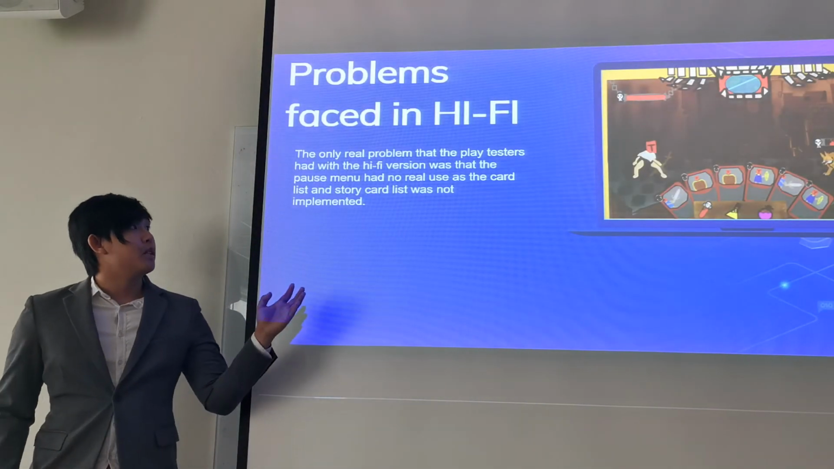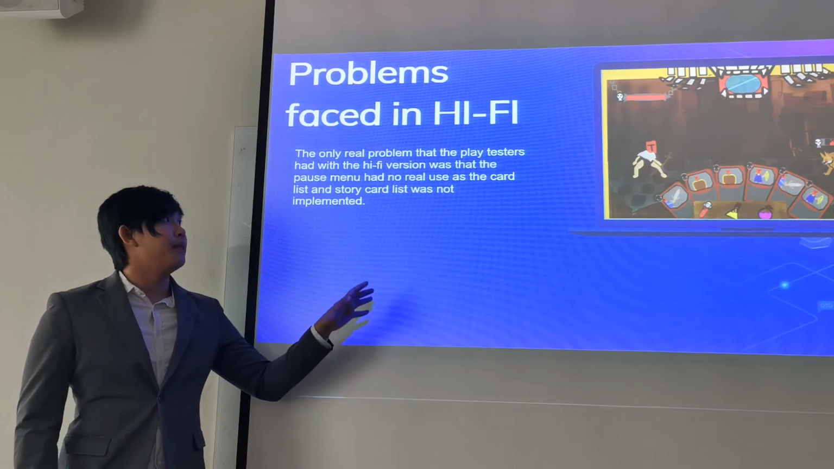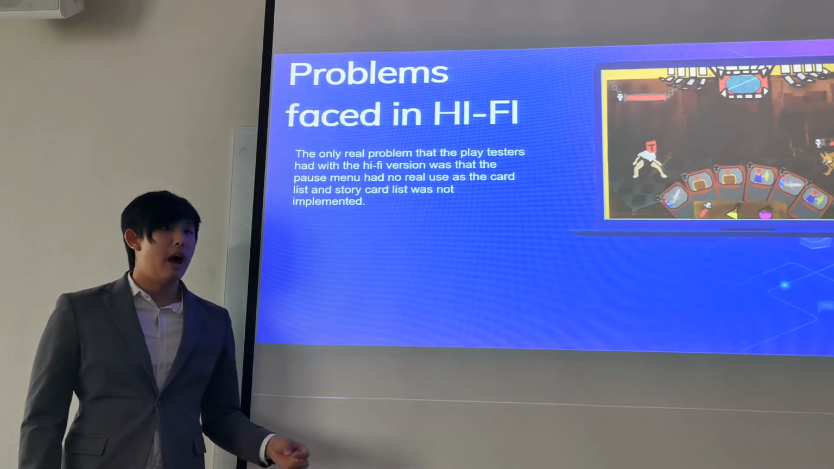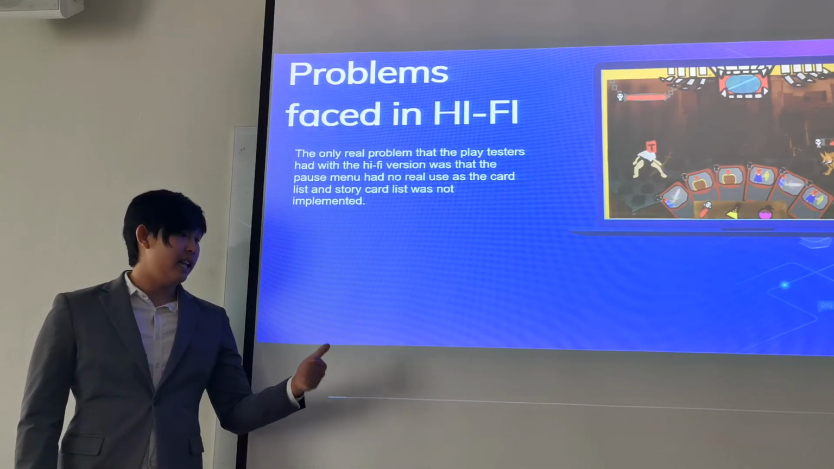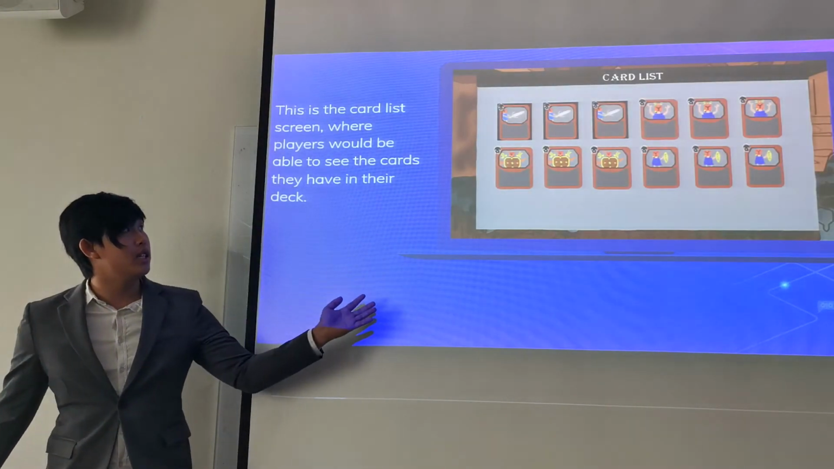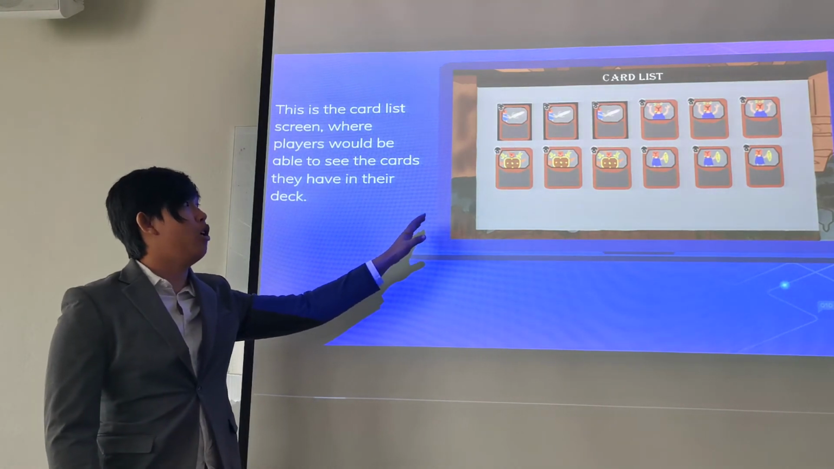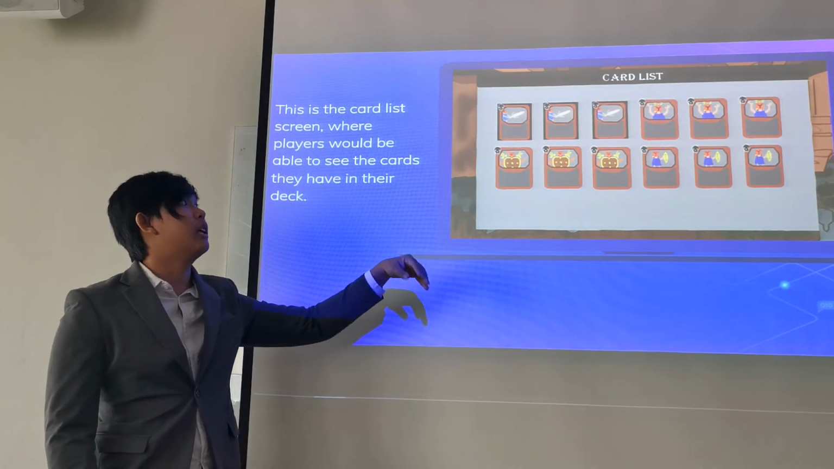So the biggest problem faced in the Hi-Fi version was that the pause menu had no real use, and I was missing the card list and story card list, which I added into the final version. As you can see, this is the card list, which is just a pop-up menu that will display all of the cards that the player has in the deck and can use.